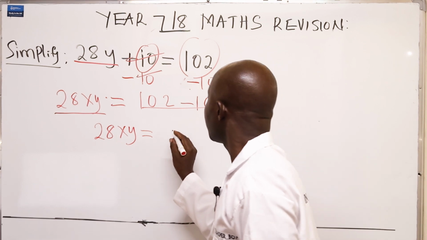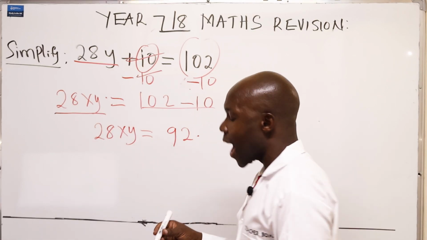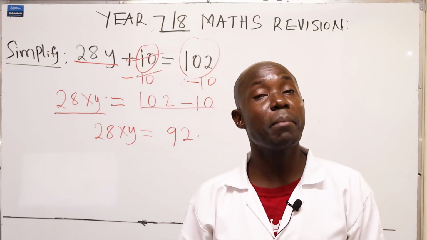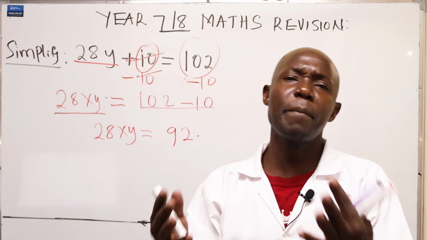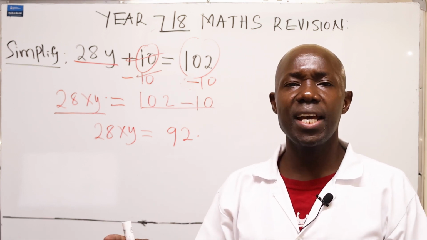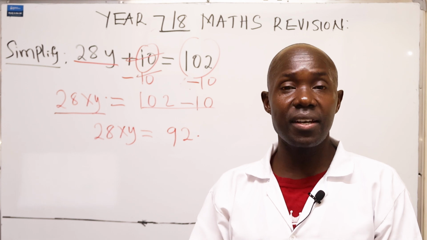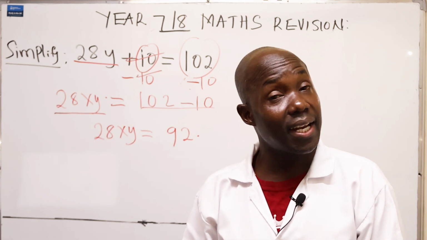So we write here 92. Now how do I get the value of y? Remember this. This is where students in the past, through marking, teaching, and discussions across mathematics seminars, have always written it in the wrong way.